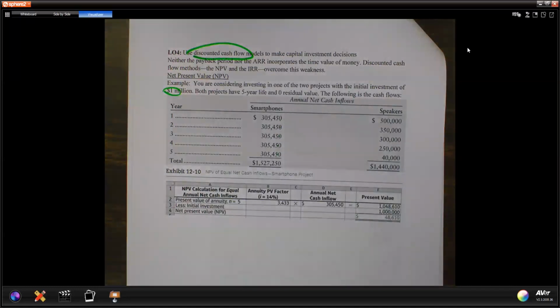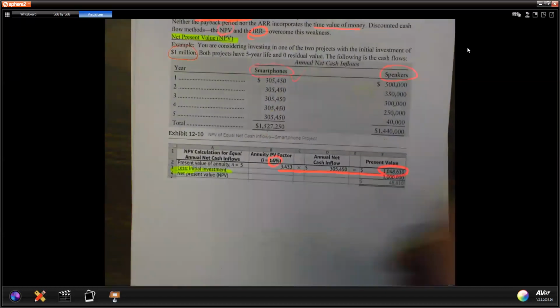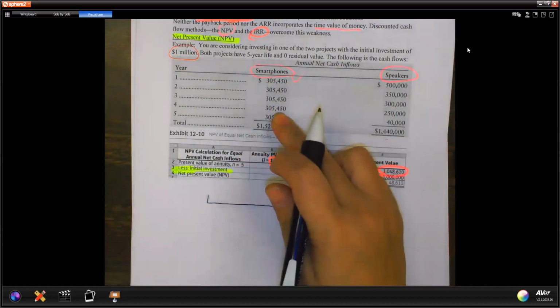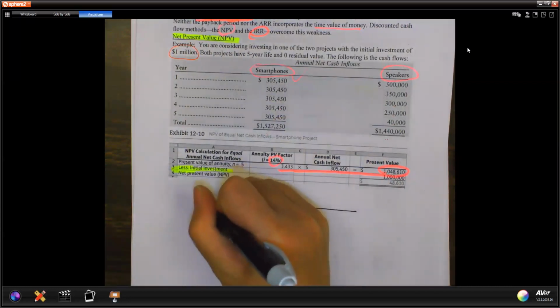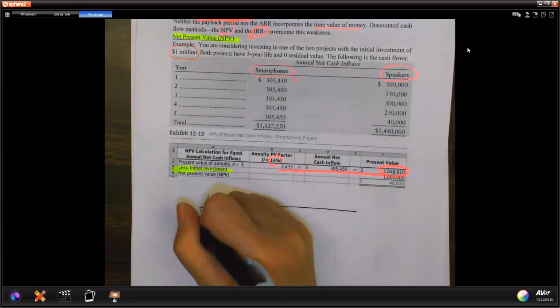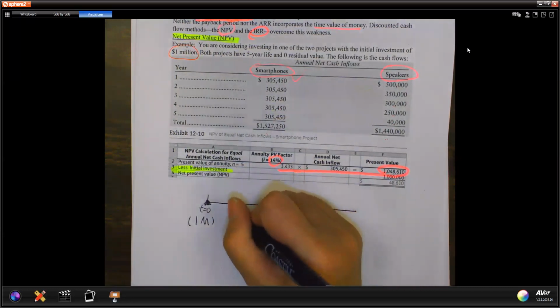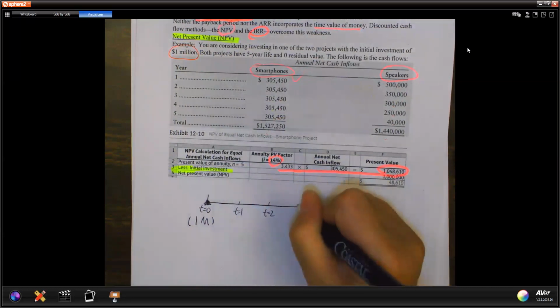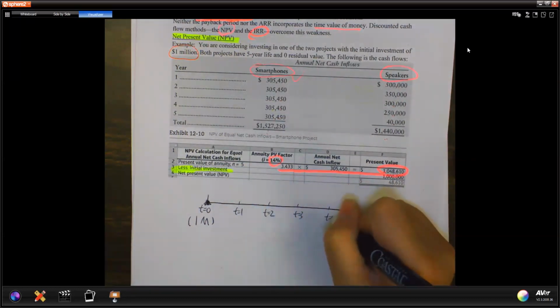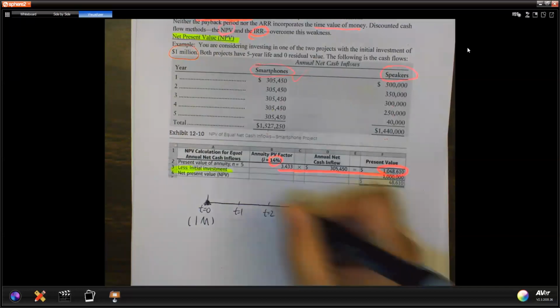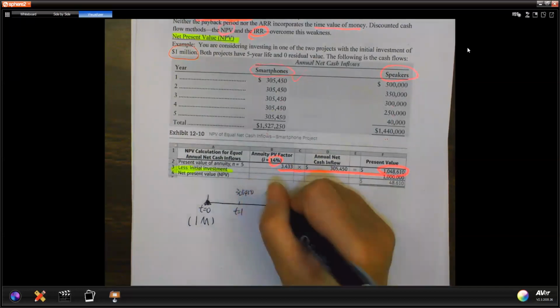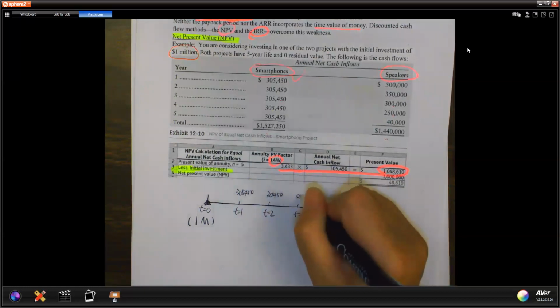What's the meaning? Investment is your cash outflow. You spend money, right? So the general idea is draw a line for smartphone. At the beginning of the project, t equals 0, you spend $1 million as outflow. And then t equals 1, t equals 2, t equals 3, t equals 4, t equals 5. You get 305,450 for each year.